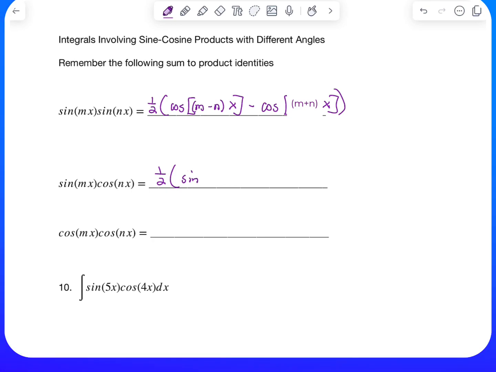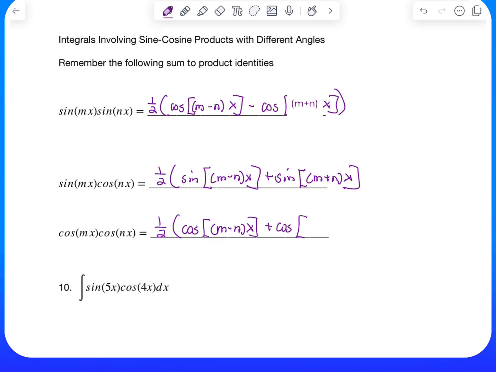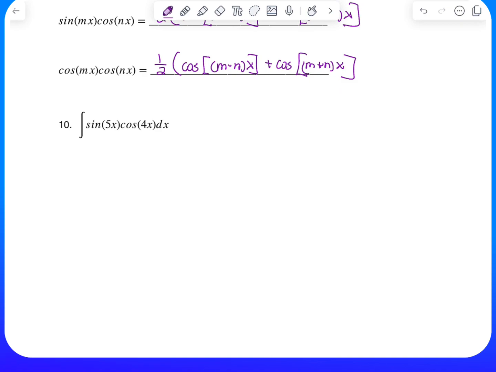Now if I'm changing function, I take a sine of one angle times a cosine of another angle. My formula is going to be 1/2 sine of the difference of my two angle measurements plus the sine of the sum of my two angle measurements. And then if I take a cosine times a cosine, different angle measurements, it's going to be 1/2 cosine of the difference between the two angles plus the cosine of the sum of the two angles. And that lets us work when we have different angle measurements.